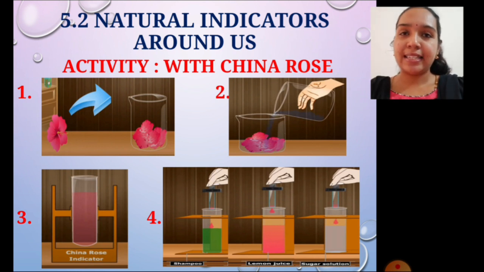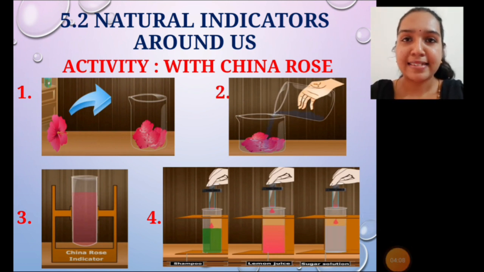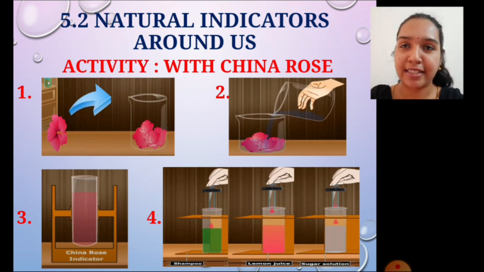You can see the activity we discussed just now here in the form of images. First, you will put the China rose petals in a beaker and then you will add some warm water to it. Filter the water and use it as China rose indicator. As I said, we will now add 5 drops of indicator in the solutions we want to test.